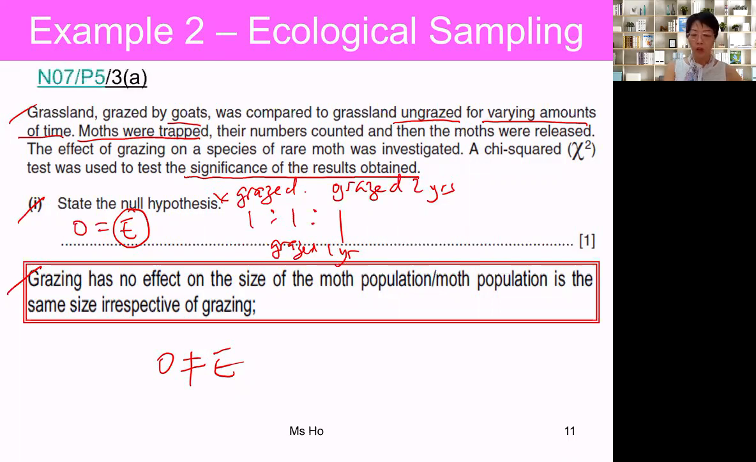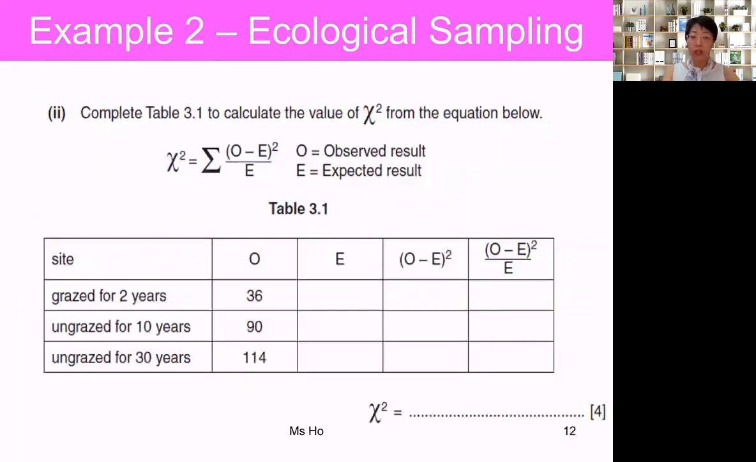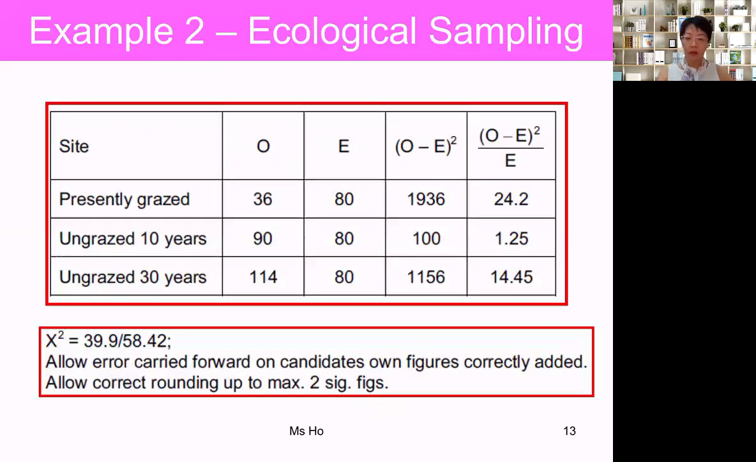So let's look at the data given here. They give a table for students to fill in. O is given, but E you have to decide. Since it's 114, if you decide what is E, it must be a 1:1 ratio. So 1:1 means both of them are 57. Then you do the calculation and find out your chi-square value. Please complete this in your PowerPoint notes. This is the answer given there.